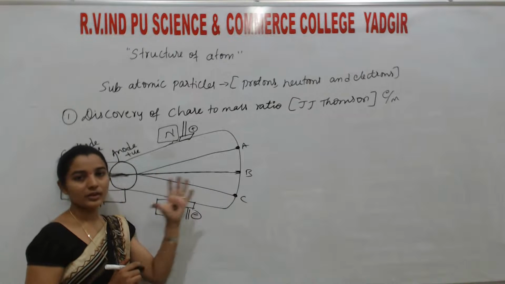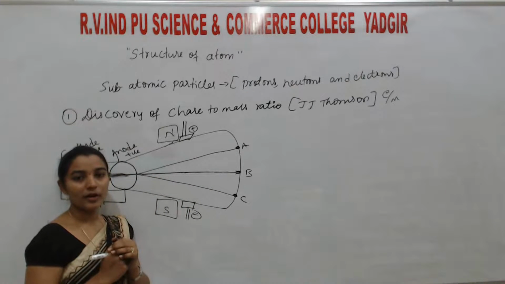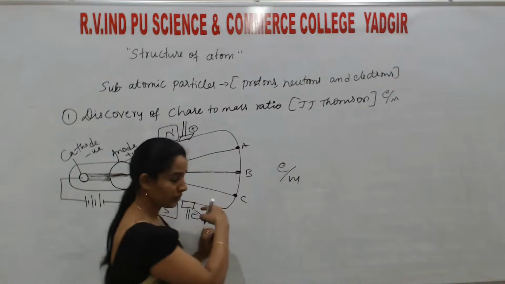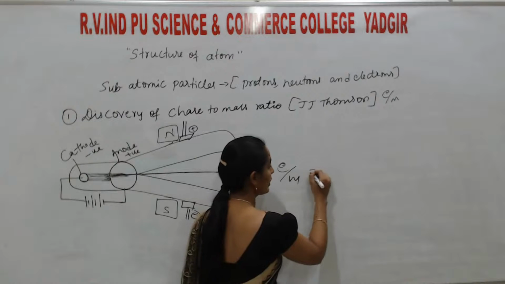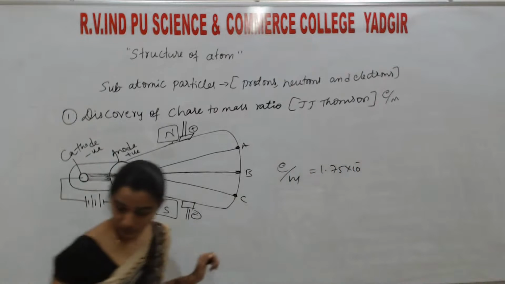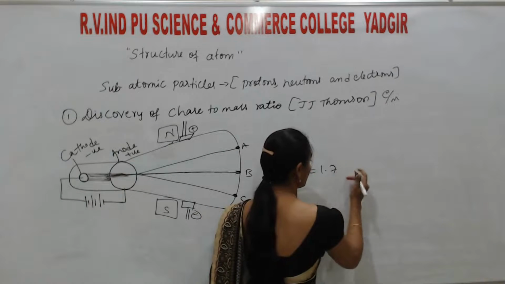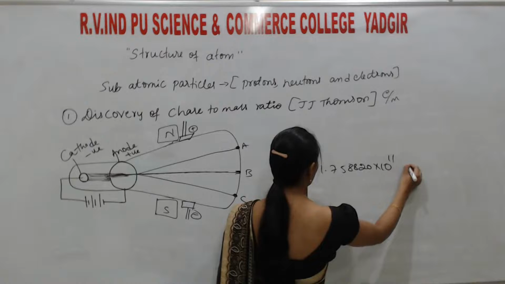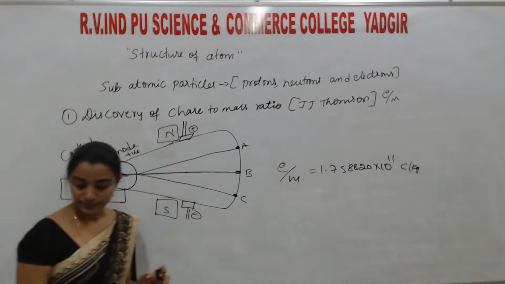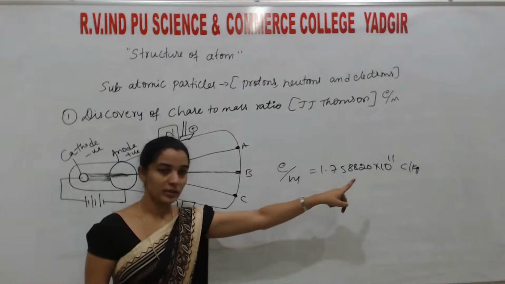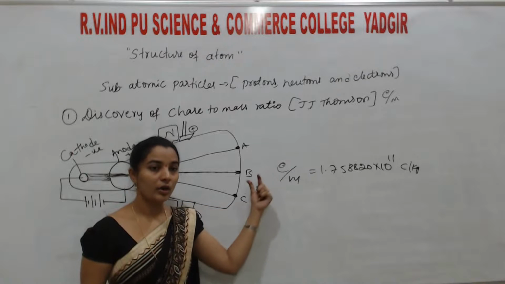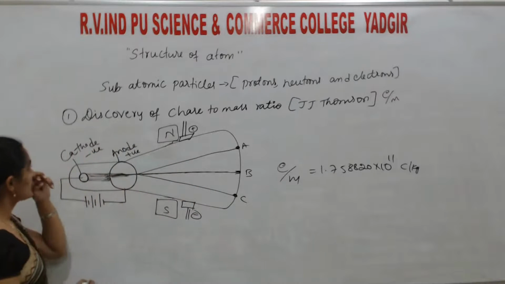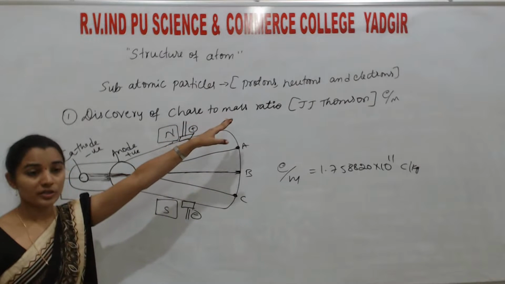Even though we balance, if it is moving in such a way, that means it is balanced. Means these particles are affected by, of course, magnetic and electric field. So finally, we find out by balancing the magnetic field and electric field, the e by m ratio is 1.758820 into 10 to the power of 11 coulombs per kg. Charge in coulombs, mass in kg. This is the value he got for the e by m ratio. Understood? So this is about the discovery of charge to mass ratio by J.J. Thomson.